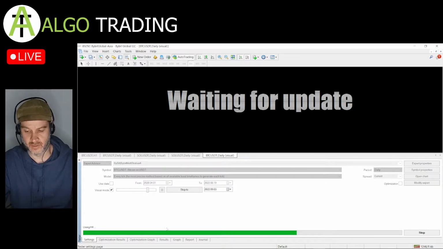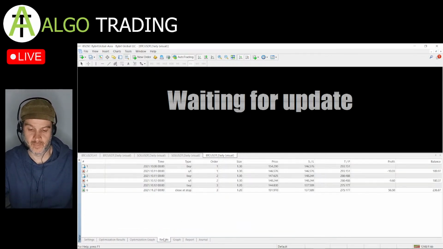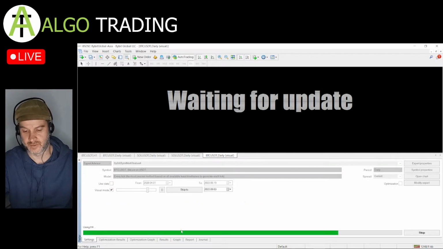It just takes so long, this every tick mode. I don't know why it has to go to H4, M1 and get all the data, because I suppose it's using the ticks inside the daily candles. It just takes too long to do this really.